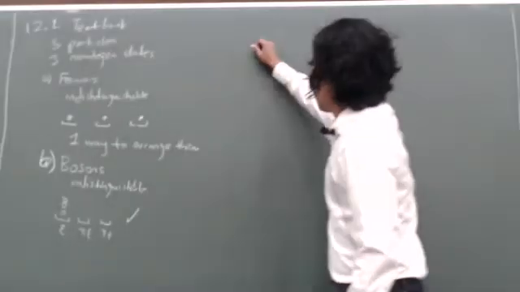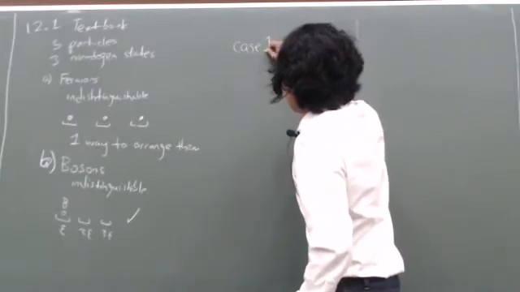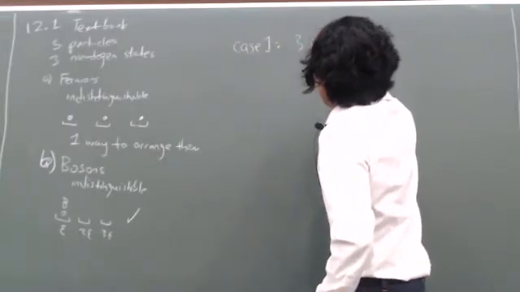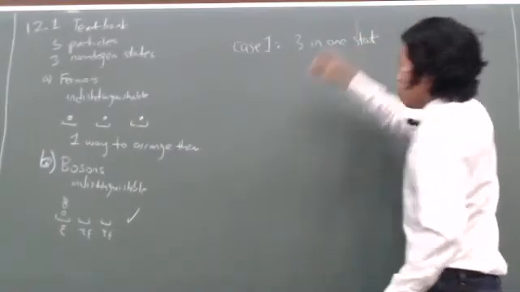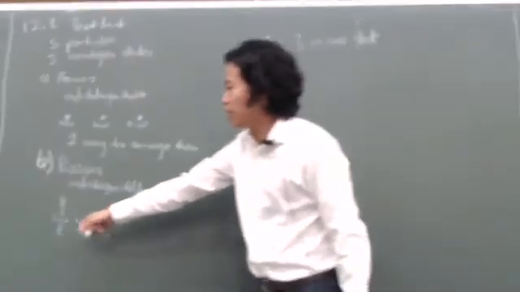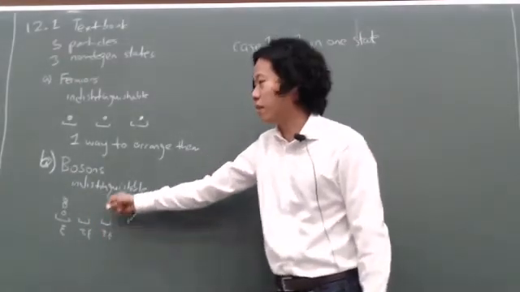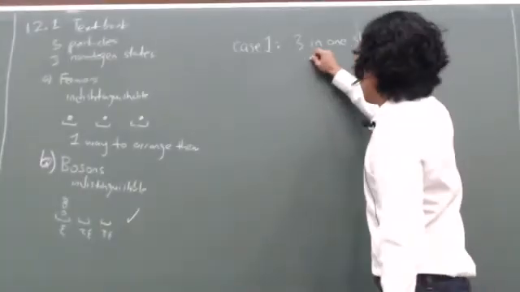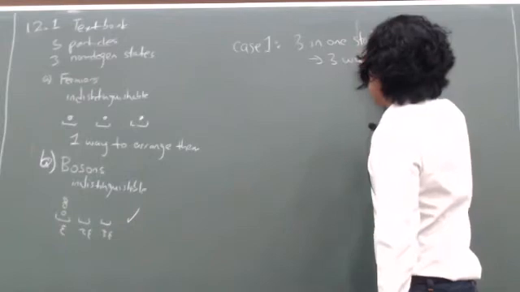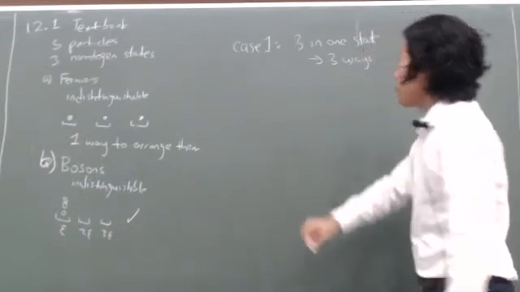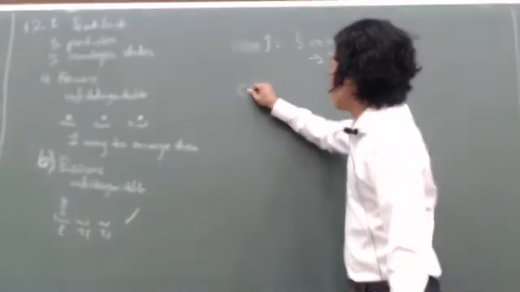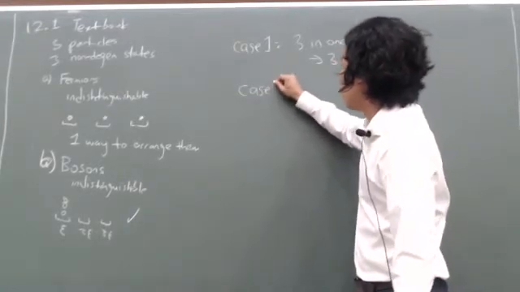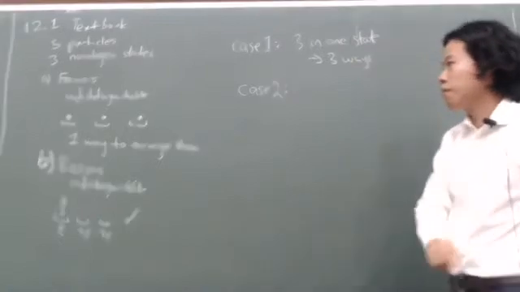So case 1, 3 in one state. So they all get stacked on top of each other. And obviously, there's only 3 ways to do this. You stack them in the first state, or the second state, or the third state. So that gives us 3 ways. And okay, nothing fancy there. You just basically treat them as one fat particle to put in one of the 3 states available.